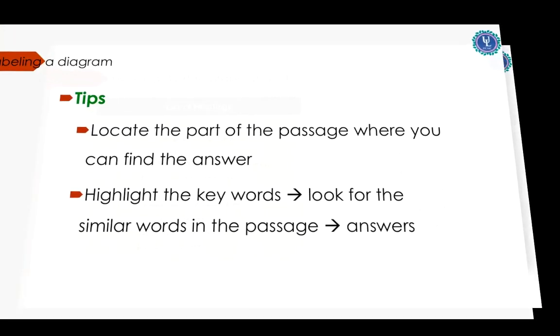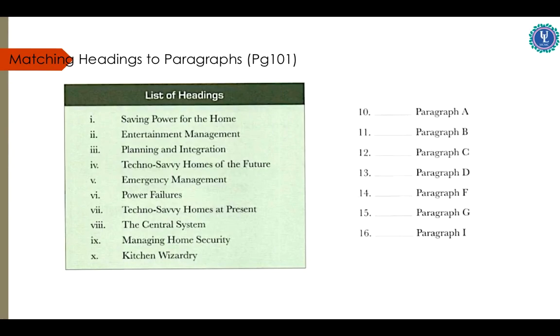The next type is matching headings to paragraphs. Look at the task carefully. You can see that there are more headings than the questions. You see we have 10 headings while we only have 7 paragraphs. That means there are some headings that might not be used. Now let's pause the video for 3 minutes and do the task.